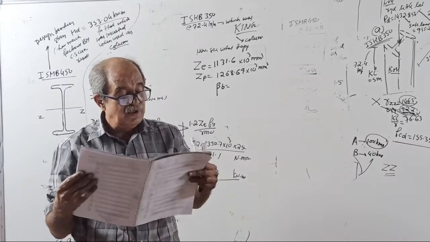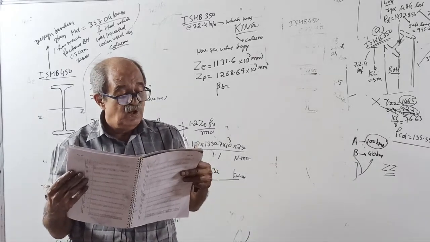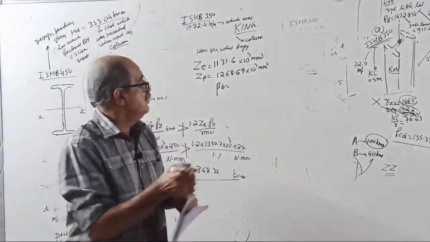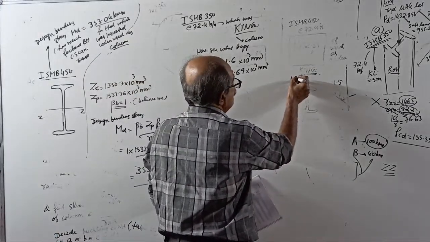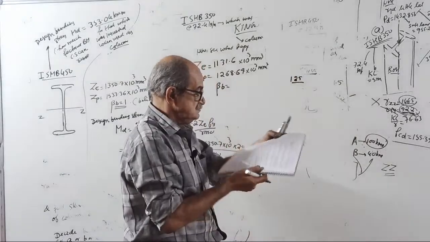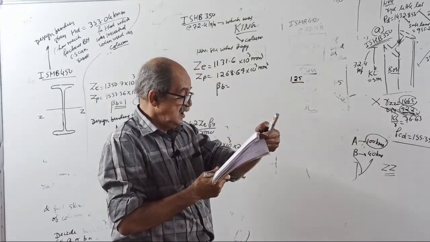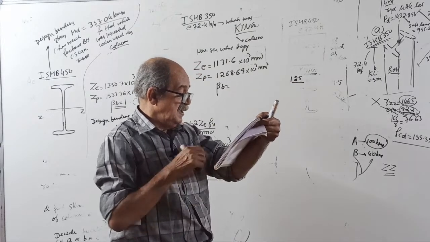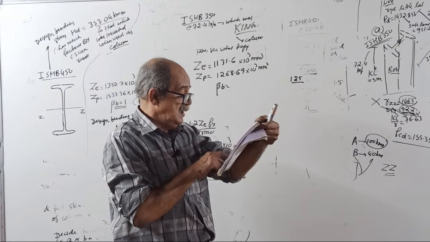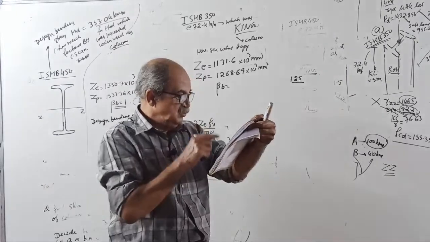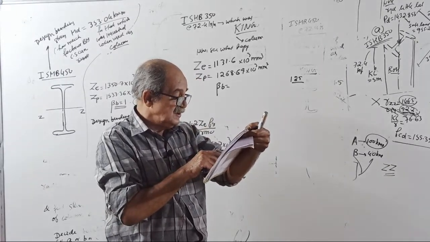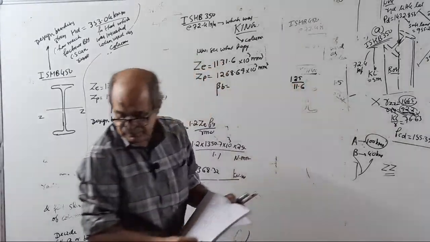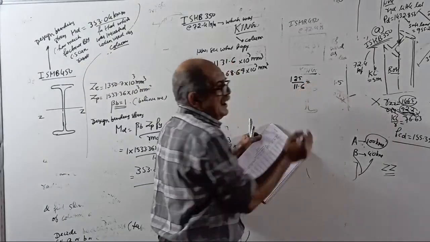I won't tell you by asking you. What do we need? b/tf, b/tf. 125 by thickness of flange. What is the thickness of flange for ISHB 350? It is not visible properly, something is missing. For ISHB 350 the thickness of flange is 11.6. Tell me what is the answer? 125 by 11.6.